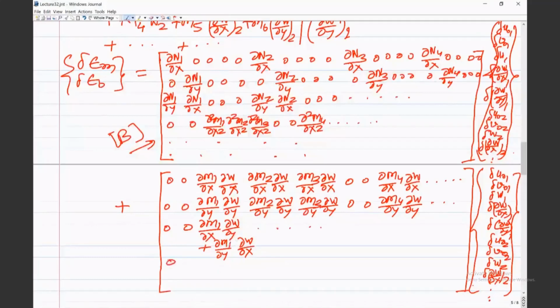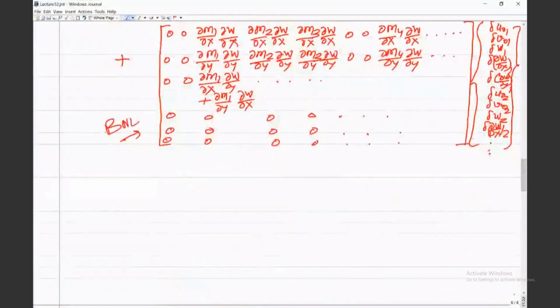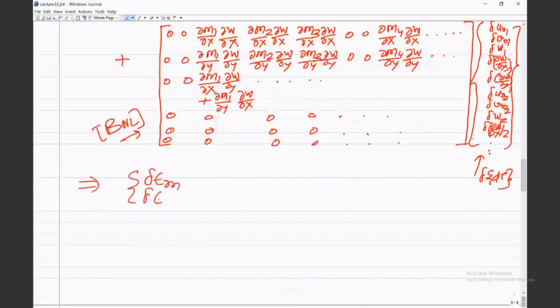There are no nonlinear terms in the bending terms, so they all will be 0. Now, you can put them. In the bending terms there are no nonlinear terms. So this matrix we call BNL, and this is a vector of elemental degrees of freedom, so this is delta dE. So you can say ultimately that delta epsilon m and delta epsilon b is equal to B plus BNL, where I have defined B and BNL, into delta dE. So you can write it like this.